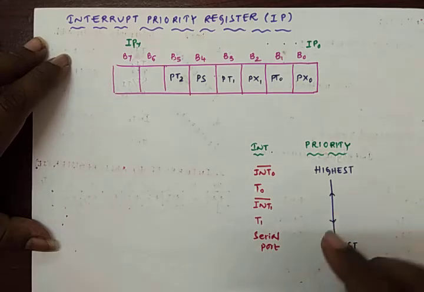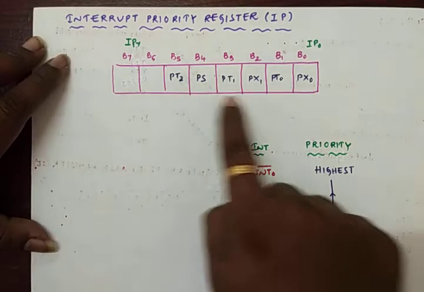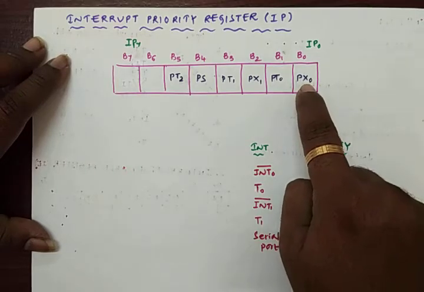The externals are interrupt 0 and interrupt 1. And the next 3 are internal. We have 1 interrupt from the overflow of timer 0, and 1 interrupt from the overflow of timer 1. And the next internal interrupt is from the serial port. So that we have 5. This is what it is.